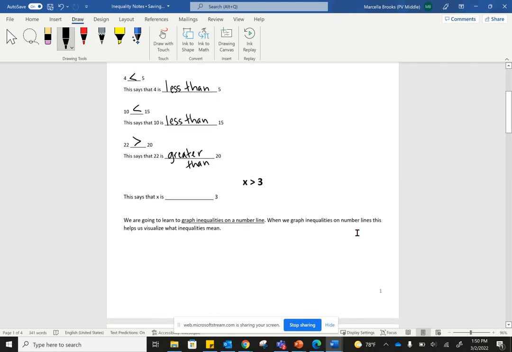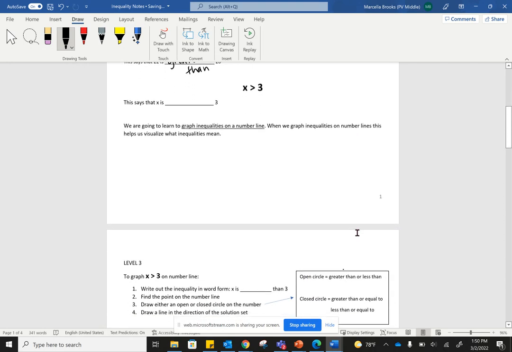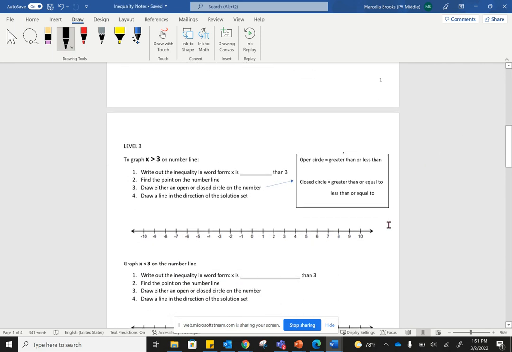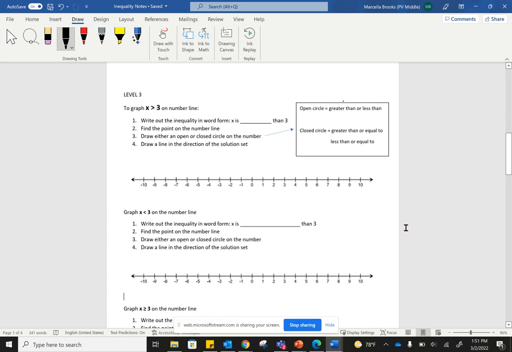So what we're going to be working with today are algebraic inequalities. So they've got a variable in there. This says that x is greater than 3. So what we're going to learn is how to graph that on a number line. Okay? So flip over to the next page. This is the top of the second page. So we are going to graph x is greater than 3 on a number line.